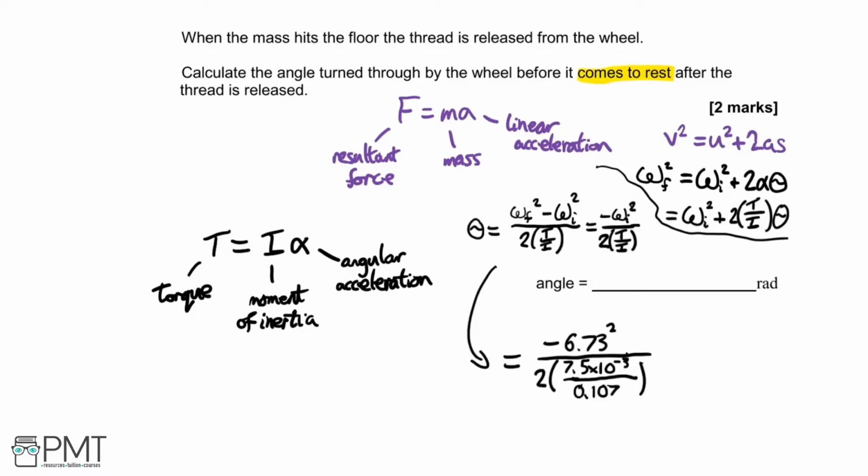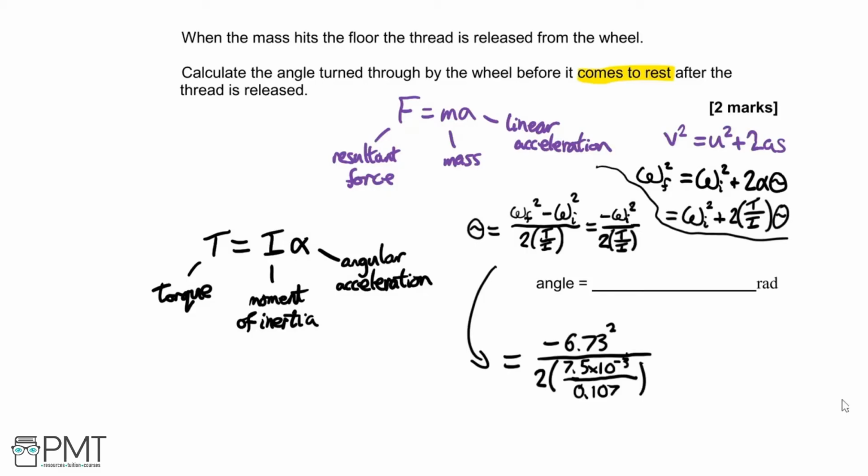So we're taking this initial angular velocity of 6.73 radians per second, squaring it, taking the negative of that, and then dividing it by 2 times 7.5 times 10 to the minus 3 newton meters, which was the frictional torque, multiplied by 0.107 kilogram meters squared, which was the moment of inertia that we calculated before.